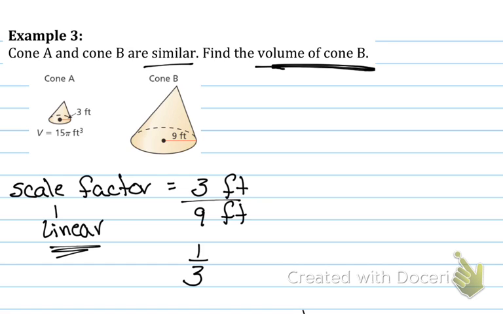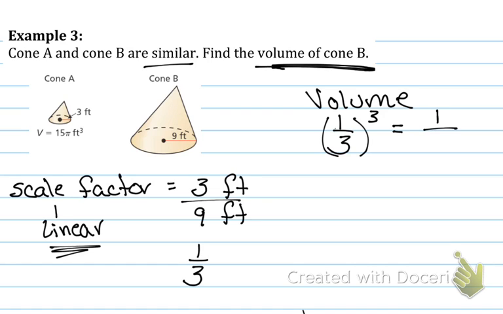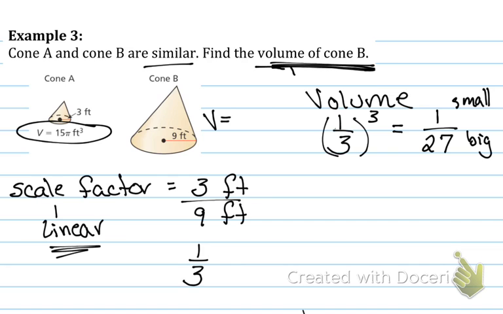So the scale factor of the volumes would be that cubed. So I'd have to take the 1/3 and cube it. So that should be the scale factor of the volumes. 1 cubed, 1 times 1 times 1 is 1. 3 cubed, 3 times 3 times 3 is 27. So the ratio of my volumes, if I do small to big, is 1 to 27. So we want to find the volume of cone B. We know the volume of cone A. It's 15 pi feet cubed. We want to find the volume of the bigger cone, so let's let that be x.